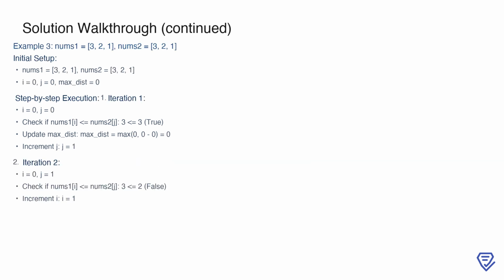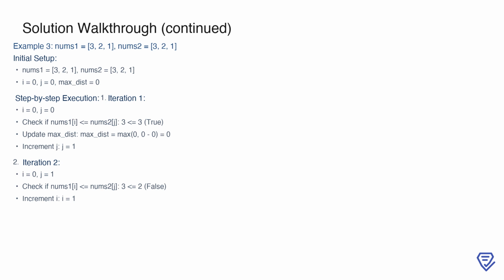In the second iteration, i is still 0 and j is now 1. We compare nums1[0] and nums2[1], which are 3 and 2. Since 3 is greater than 2, the condition is false. So, we increment i to 1 without updating max_dist.